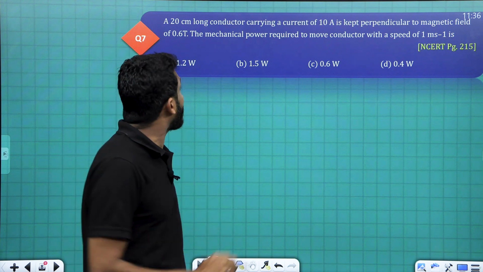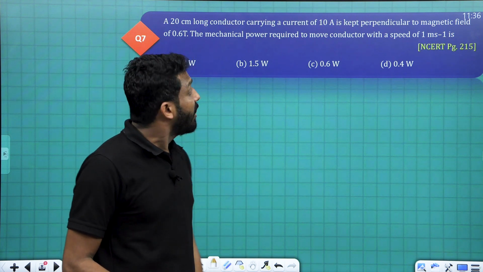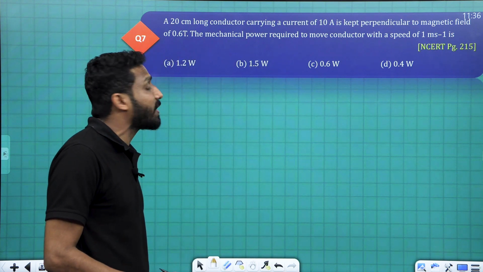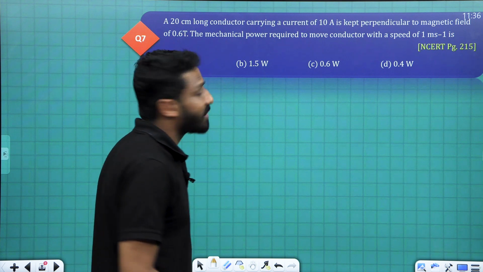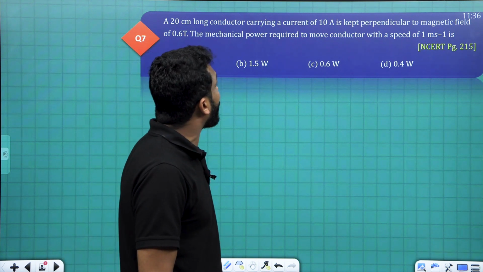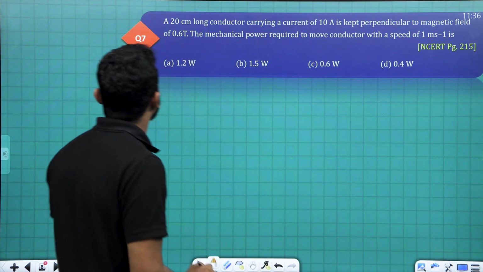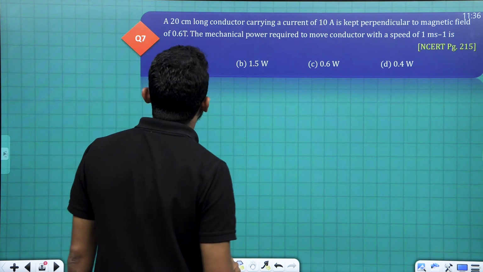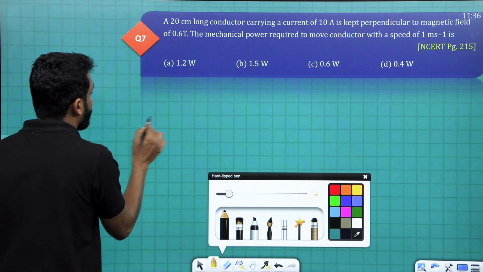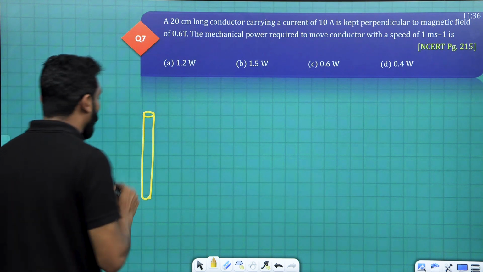A 20 centimeter long conductor carrying a current of 10 ampere is kept perpendicular to a magnetic field of 0.6 Tesla. The mechanical power required to move the conductor with a speed of 1 meter per second is. The length of the conductor is 20 centimeter. Let this be the conductor having length 20 centimeter.